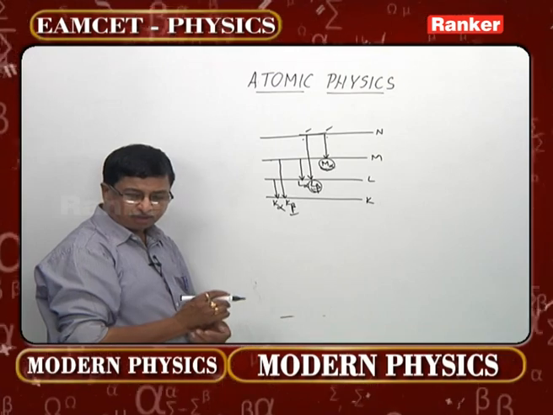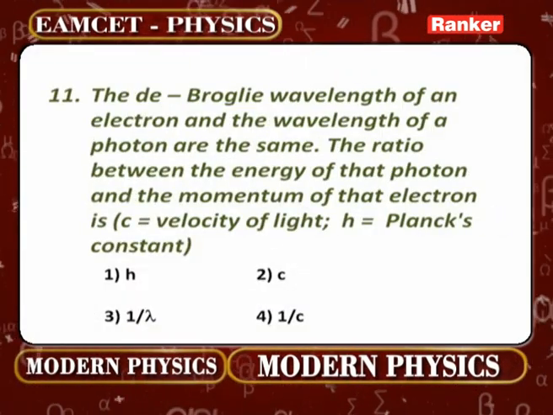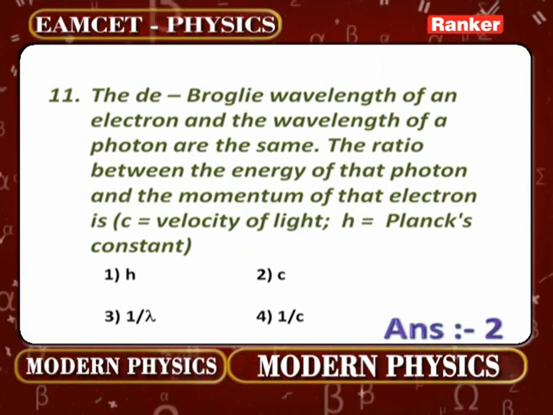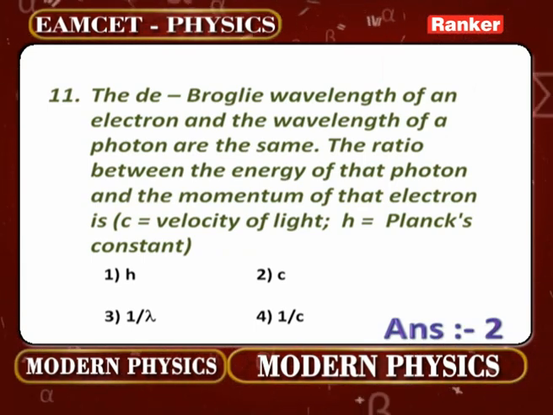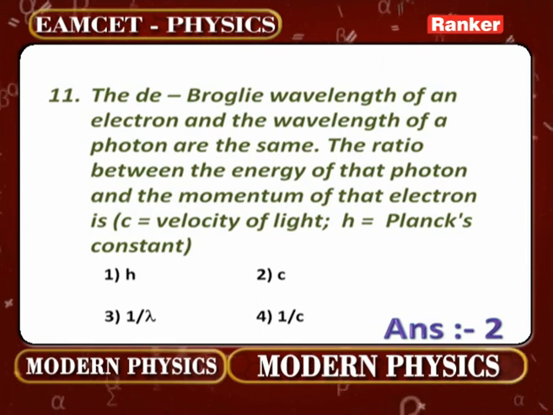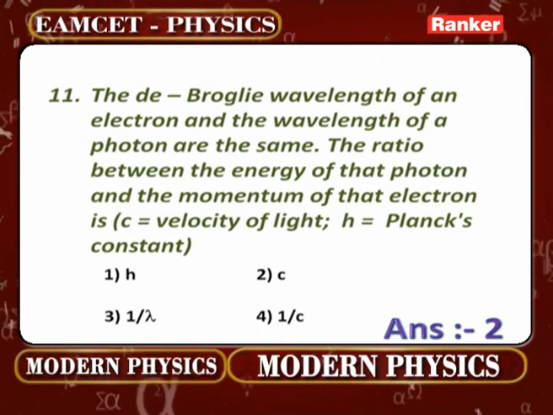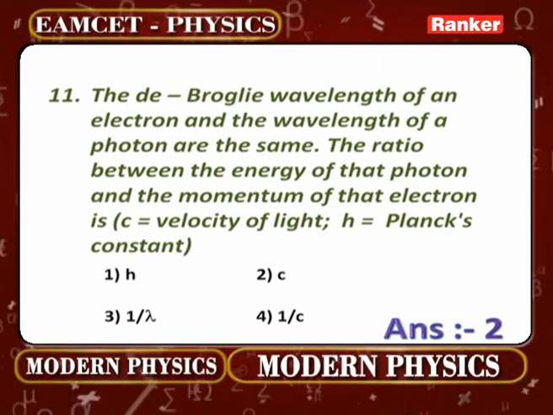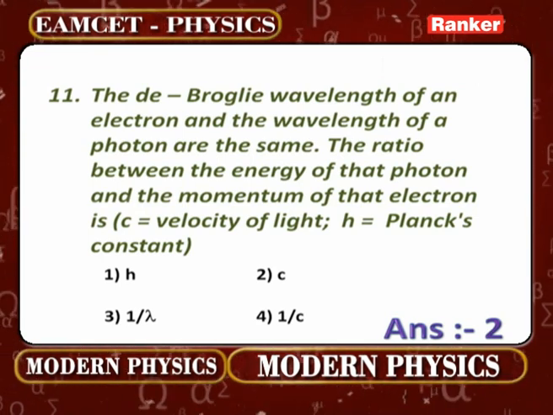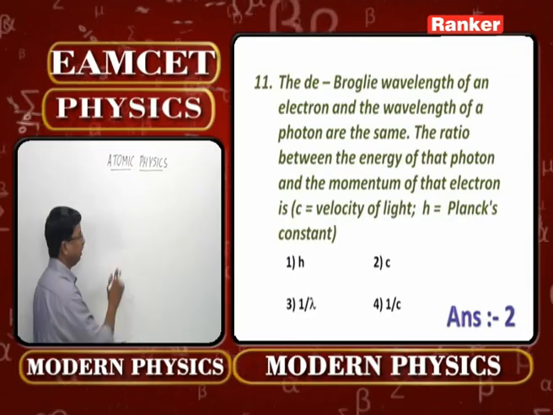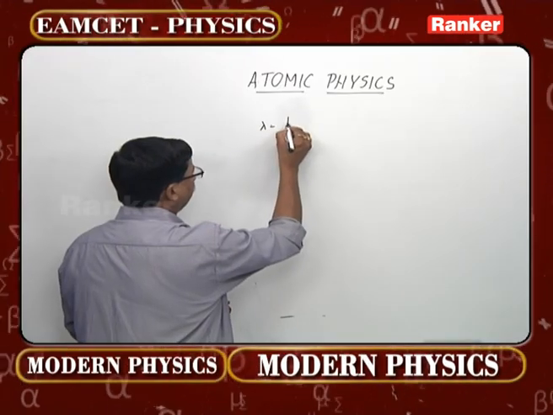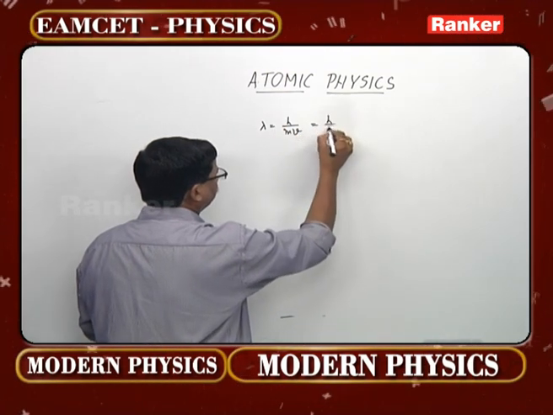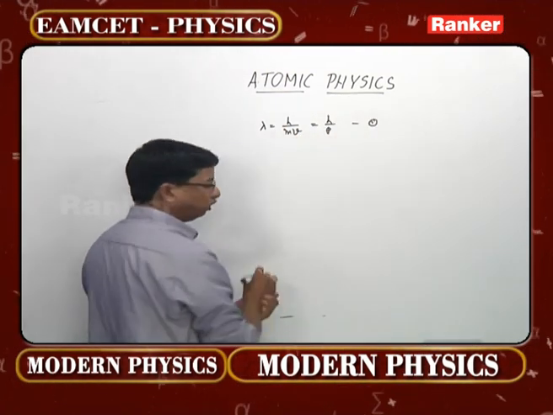Look at the next problem, problem number 11. The de Broglie wavelength of an electron and the wavelength of a photon are the same. The ratio between the energy of that photon and the momentum of that electron is how much? You can directly understand what he is talking about. The de Broglie wavelength of an electron, lambda is equal to h by mv. In other words you can write this as h by p. That is the first equation.